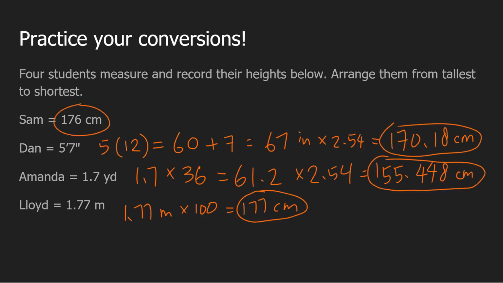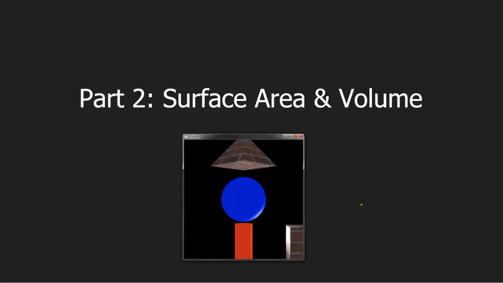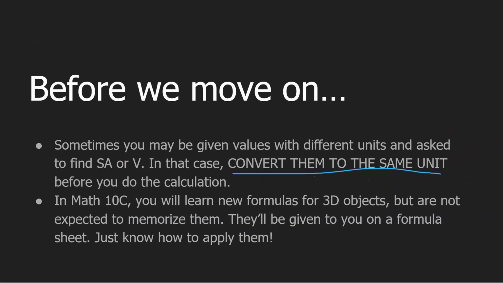Aha, a rhyme. If we look here, we can see that 177 centimeters, that from Lloyd, is the biggest number. So we know that Lloyd is the tallest, and second is Sam, and then Dan, and then Amanda. All right. Let's move on to part 2, surface area and volume.